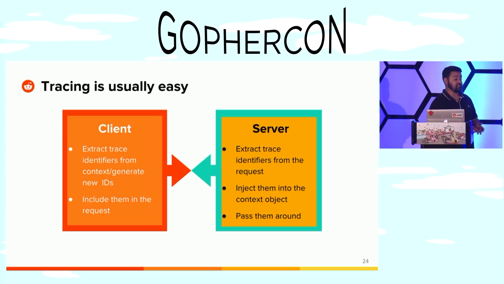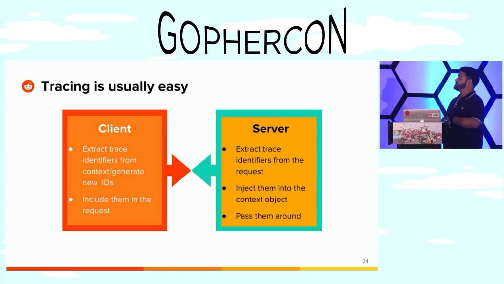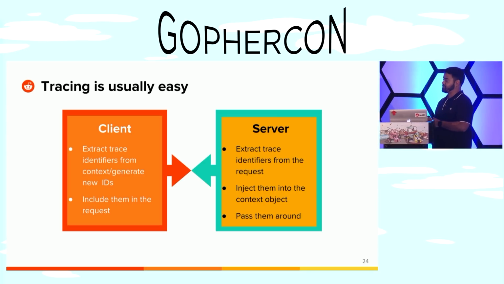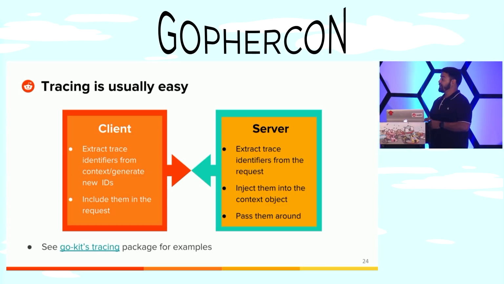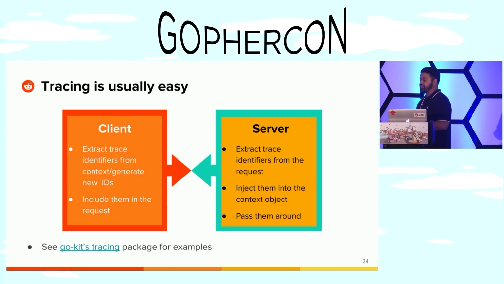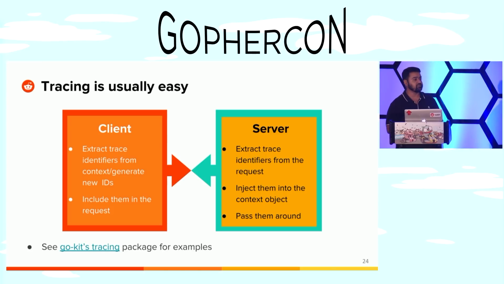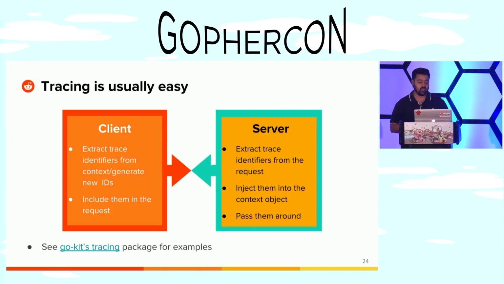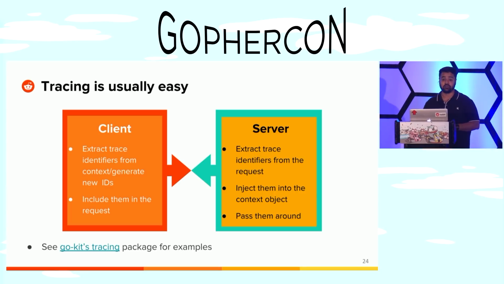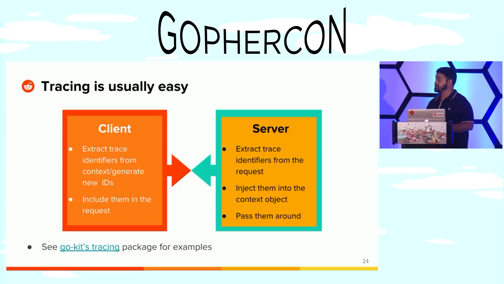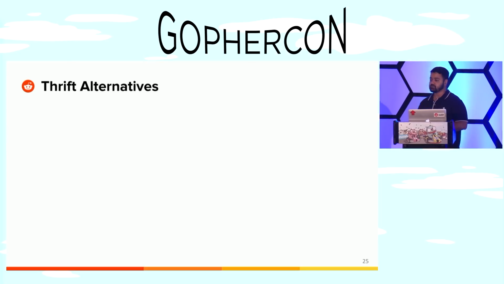On the server side, you want to do the opposite, which is when you get the request, you get the identifiers from the request, and then put them in the context object and pass them around. If you are using transports like gRPC or HTTP, it's pretty straightforward. There's no reason to not do this. You can see the GoKit tracing package. So these slides will be around for you afterwards. I'll put them out so you can look at it. But this is really straightforward to do with HTTP and gRPC. But we were dealing with Thrift, so there were some problems.